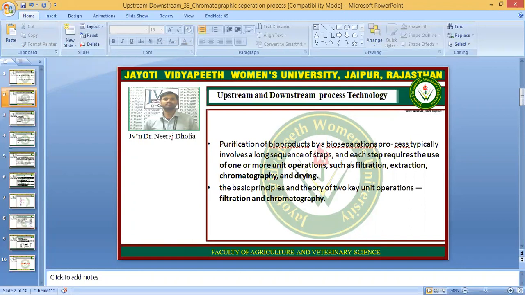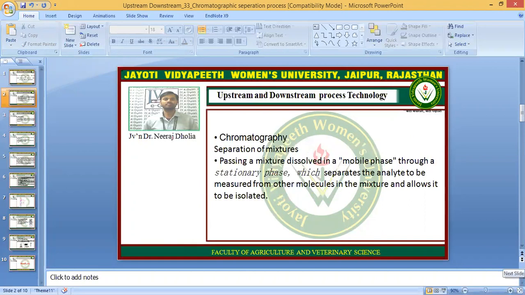So what is chromatography? We have already had a brief description of chromatography. Chromatography is a separation process. In this process, we separate the molecules, the biomolecules, on the basis of the chrome. Chrome means color. So chromatography is the separation of a mixture. It is used for the separation of the compounds in a mixture, or specifically the biological compounds.